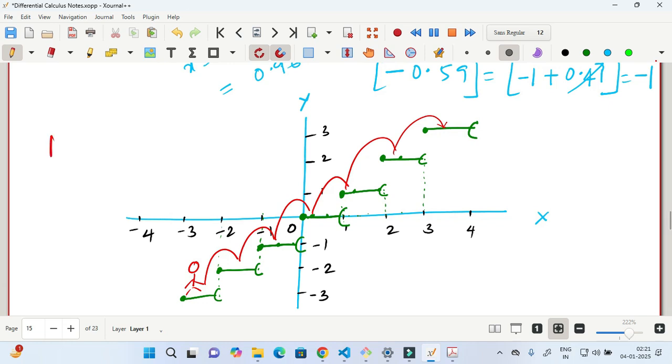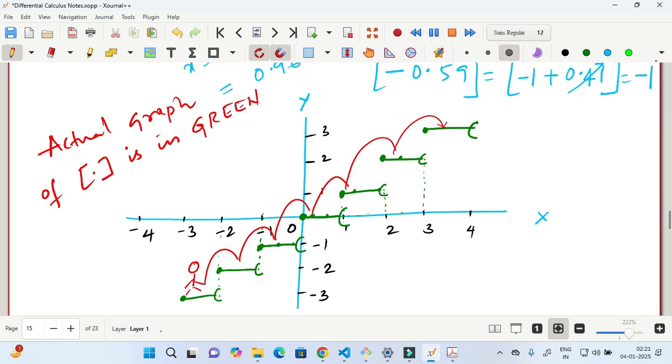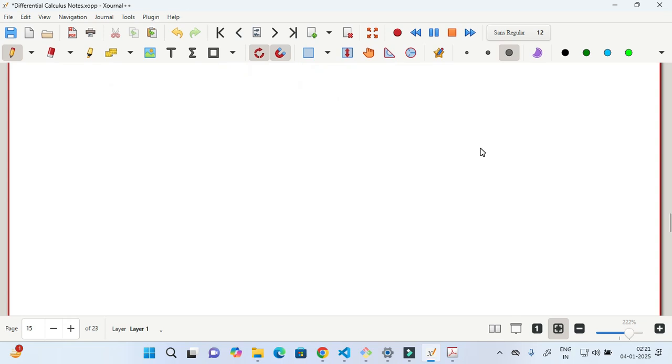The actual graph of the step function is in green color. Yeah, so this is the concept required to solve this problem. Now let's solve the problem.